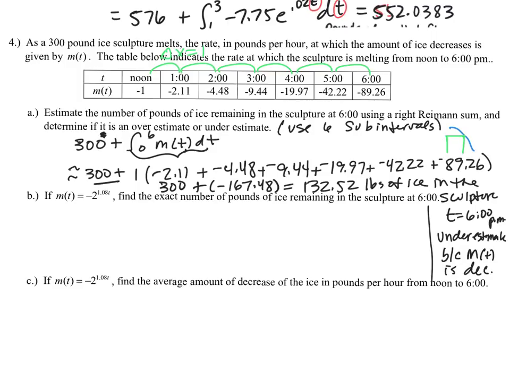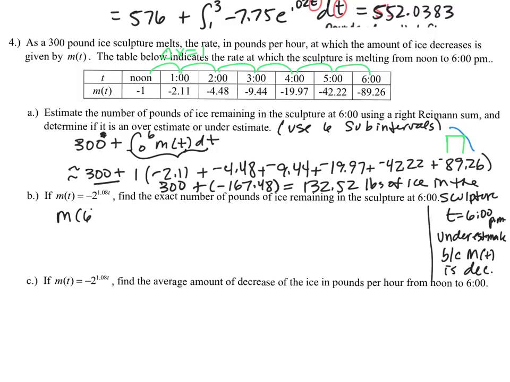All right, and then letter B, now we're given a function for the rate at which the ice is melting. It says if m of t is negative 2 to the 1.08 t, find the exact number of pounds of ice remaining in the sculpture at 6 o'clock. So now that we have a function, we can find the exact amount of ice. So let's let capital M be that amount function.